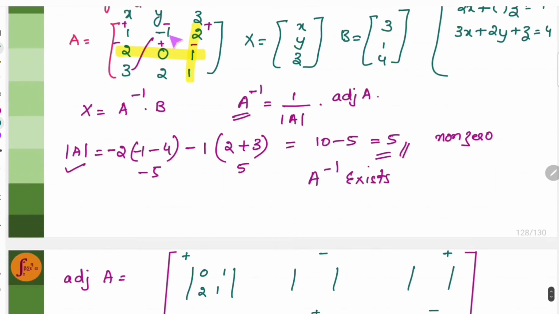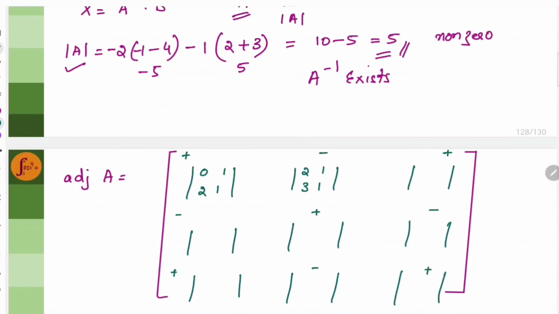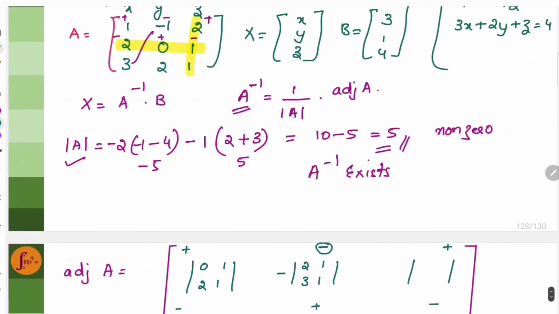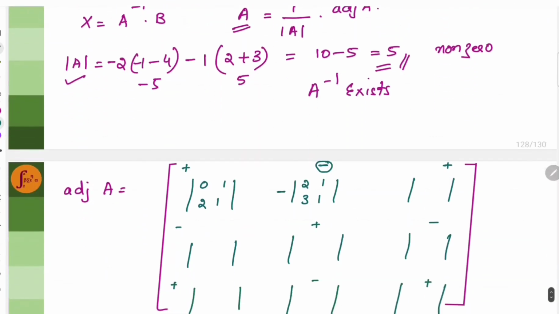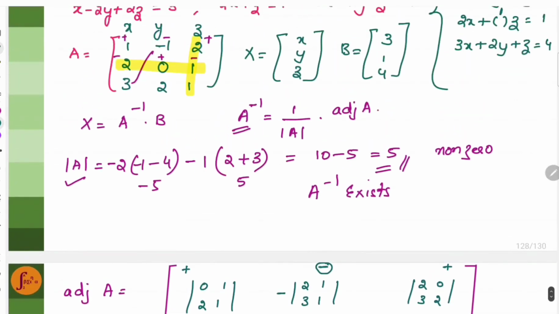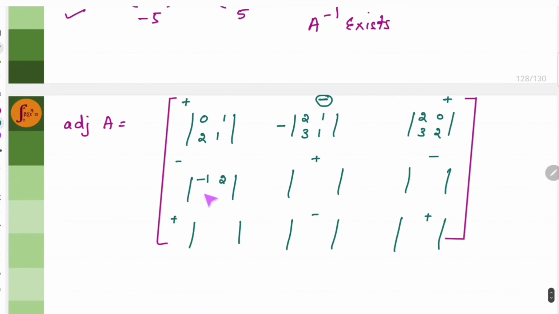The next element is minus 1. For the cofactors of minus 1, ignore this row and column. So it will be 2, 1, 3, 1. And there is a minus here, right? Let's circle all the minus signs so that we don't forget, or we can put minus here. Then the third element is 2. For 2, what is the cofactor? 2, 0, 3, 2. Let's go to the fourth element, which is this one, 2. So ignore this row and this column. You'll get minus 1, 2, 2, 1.